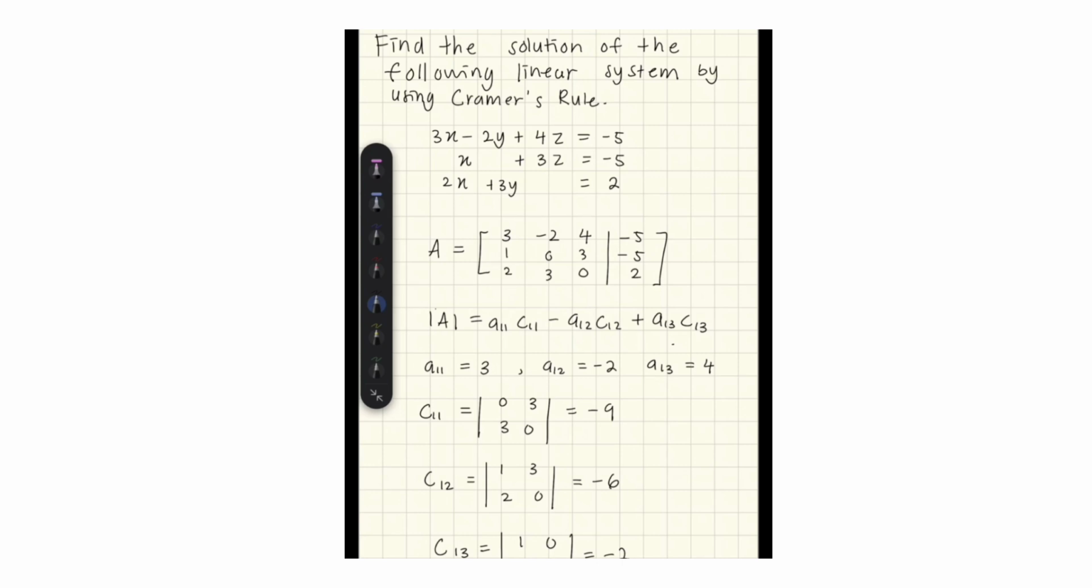After we get all the a values and cofactors, we plug them into the determinant equation, which is determinant A equals 3 times -9 minus -2 times -6 plus 4 times 3, and we get -27.